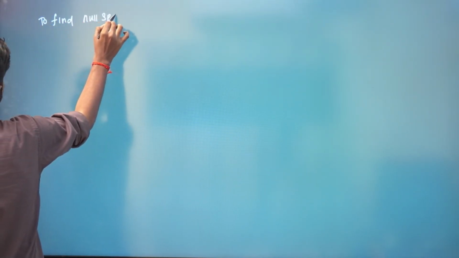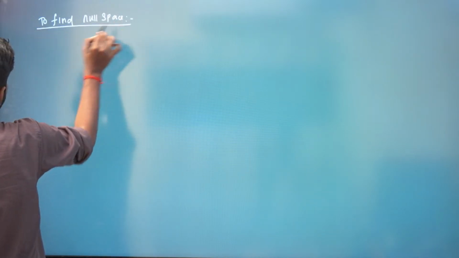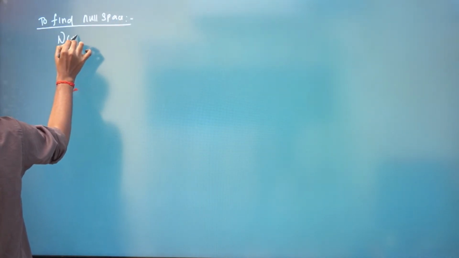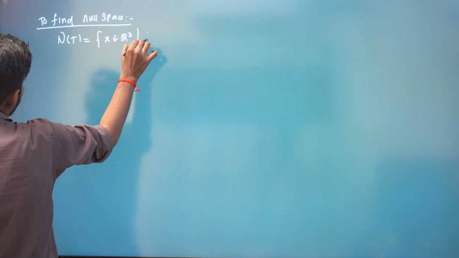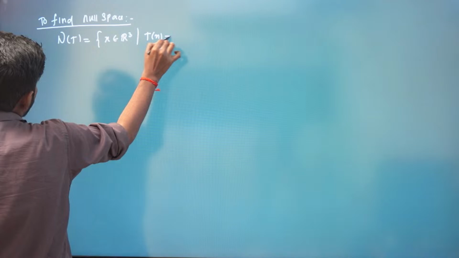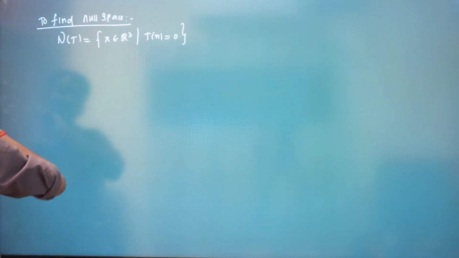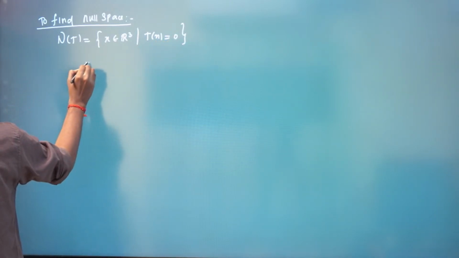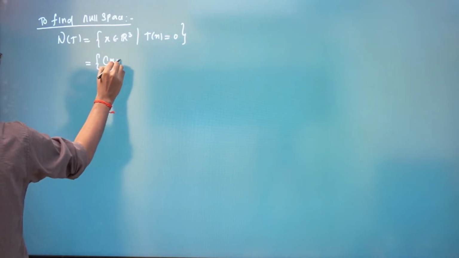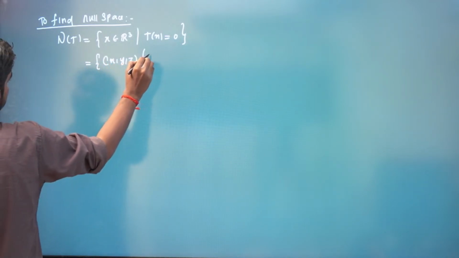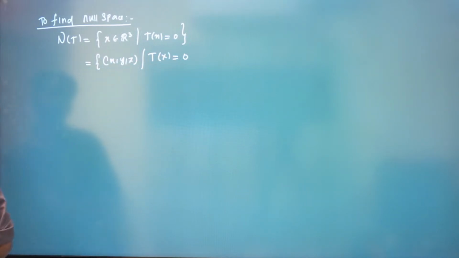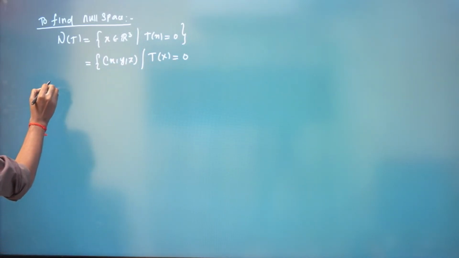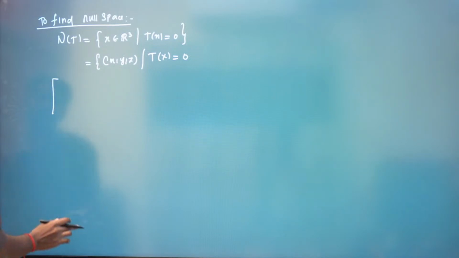To find the null space, what you have to do? What is null space actually? So the null space of T consists of all those vectors in R3 that are mapping to 0. So T of x is equal to 0. You collect all those x, y, z such that T of x is equal to 0. Our x is x, y, z, right?